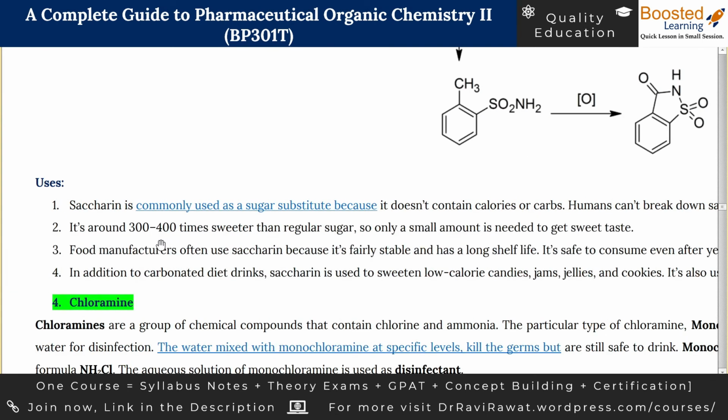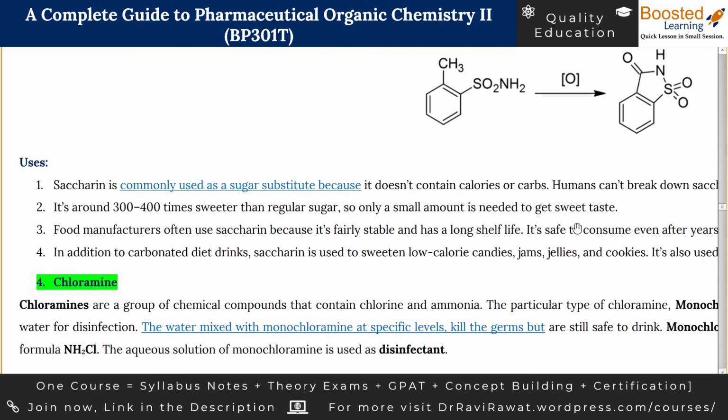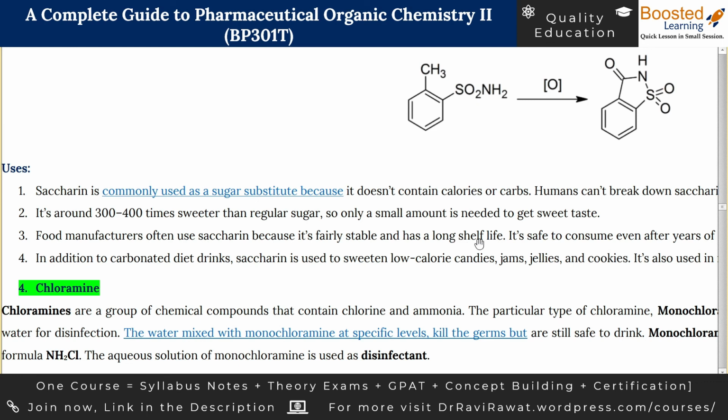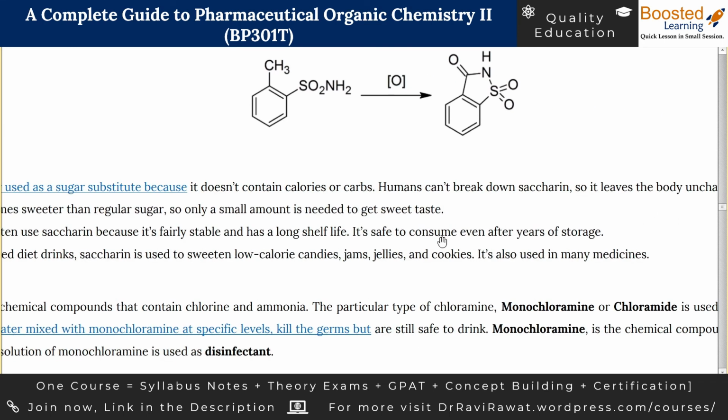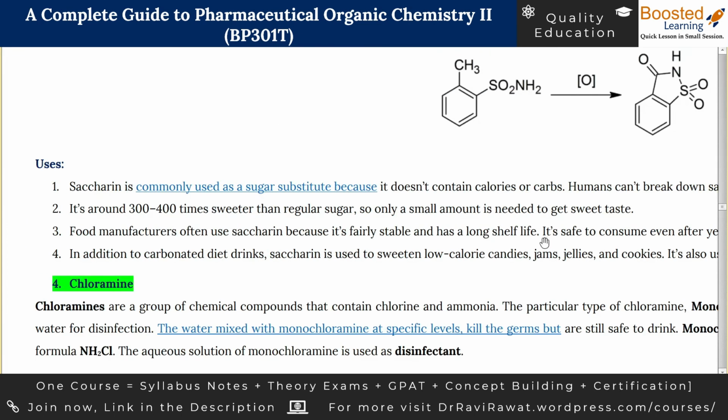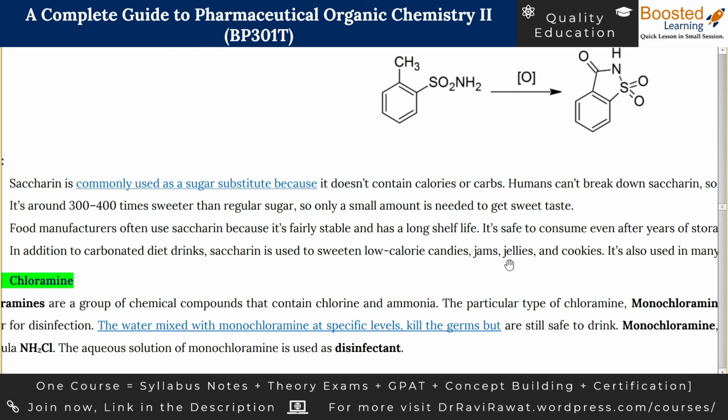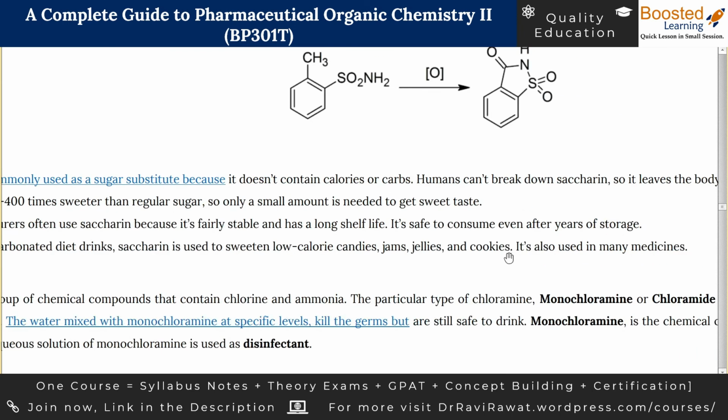It is roughly around 300 to 400 times sweeter as compared to regular sugar. So only a small amount is needed to get the sweet taste. Food manufacturers often use saccharin because it has a good shelf life, so you can store this compound for a long time and still it is going to be safe to be consumed. It is practically used in drinks, jams, jellies, candies and cookies, and in fact medicines. So it's a good compound. It is still being used to date.